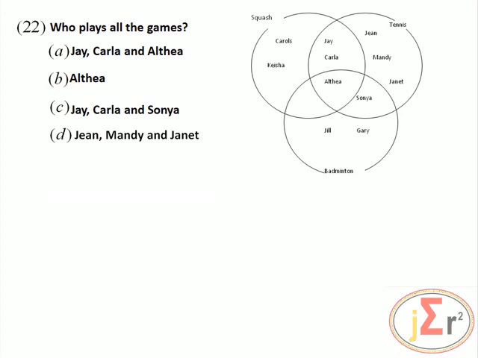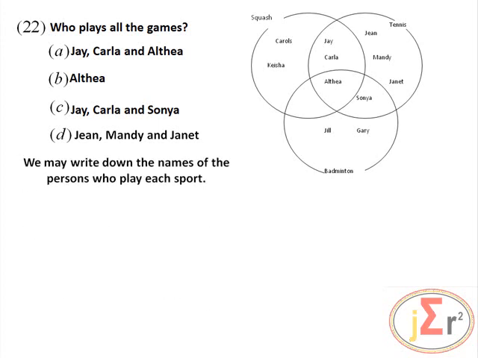Pay special attention to this one now, Jerry. Same question we are asking. Who play all the games? Well, I think that if we could write down the students who play each game, then we are able to tell by looking at the 3 sets. So let us do that now. We may write down the names of the persons who play each sport. So let us write down those that play badminton first.